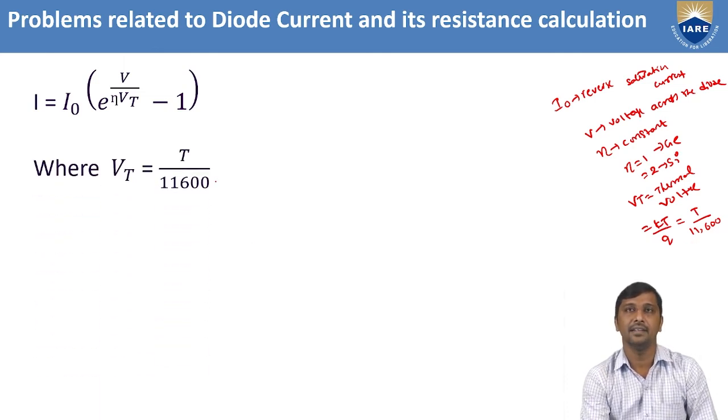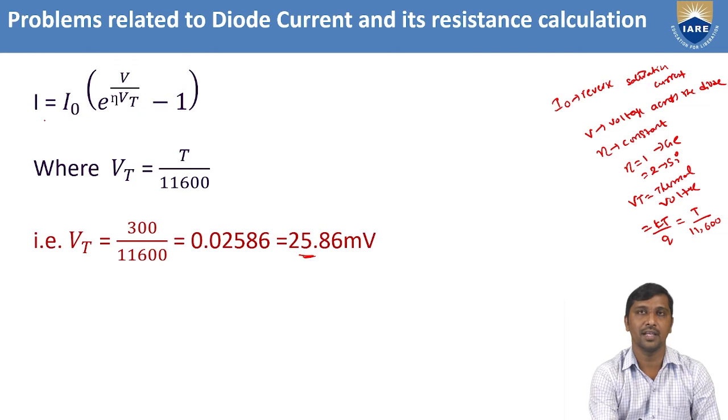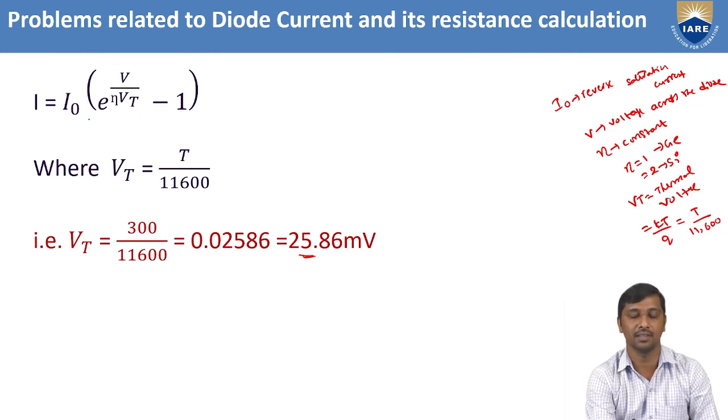Here T is again the temperature in kelvins. In this problem, they directly mention the temperature in kelvins, 300 kelvins. Hence I substitute the T value, 300 by 11,600, which is equal to 0.02586. In terms of millivolts, I represent the value as 25.86 millivolts here. Now we got the thermal voltage, and all the remaining parameters required to determine I were already mentioned in the statements here.